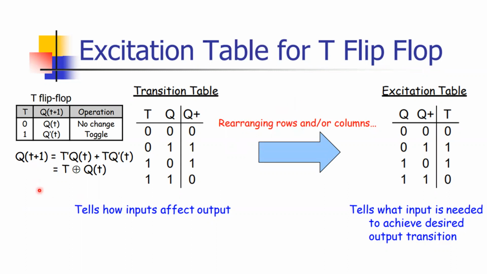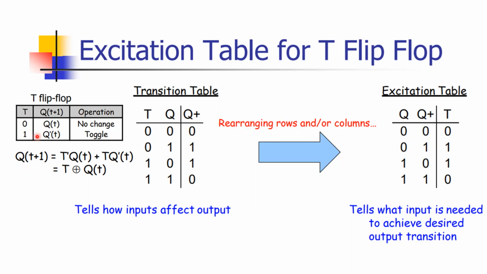Hello friends, today we are learning the excitation table of all the flip-flops. So basically, a flip-flop is a sequential circuit, not a combinational circuit. So we cannot predict the inputs from the truth table itself. That's why we require the excitation table. So first we will see the excitation table for the T flip-flop.